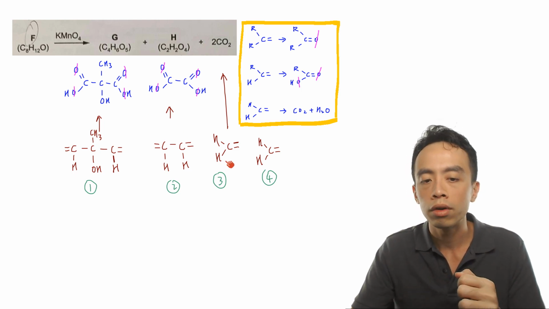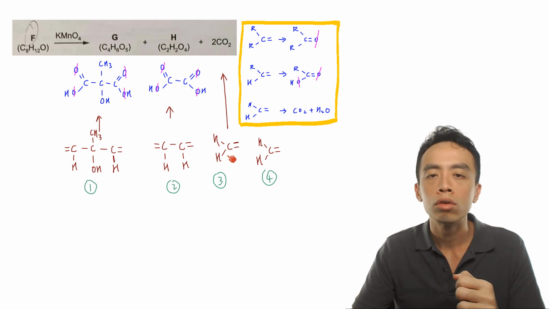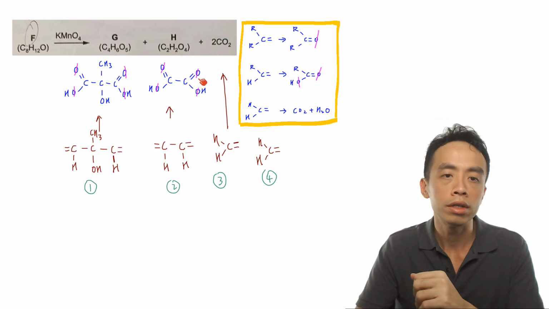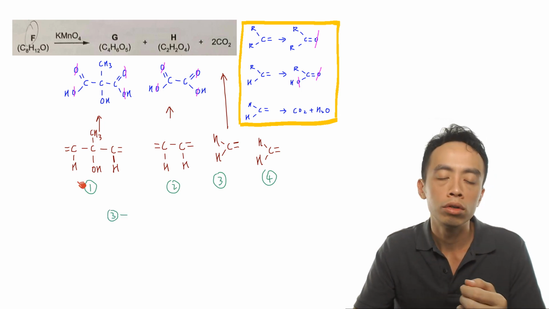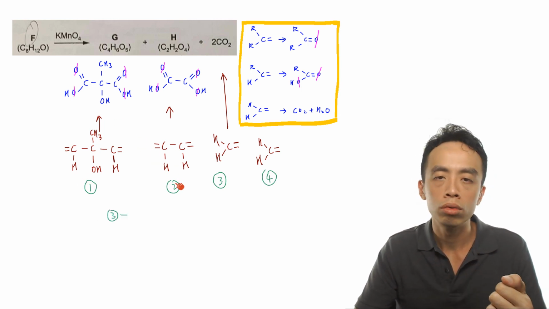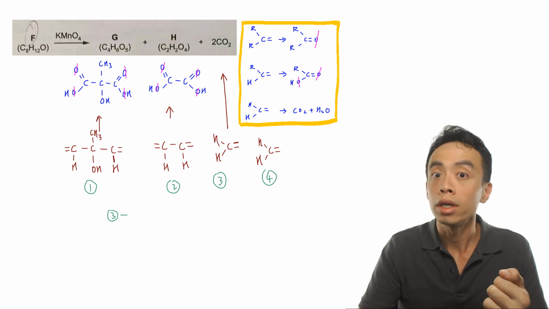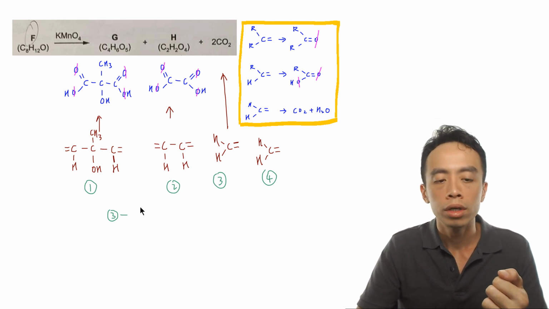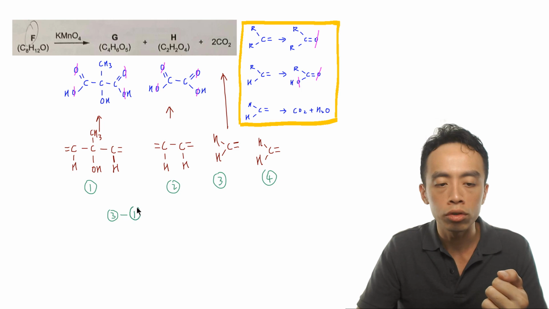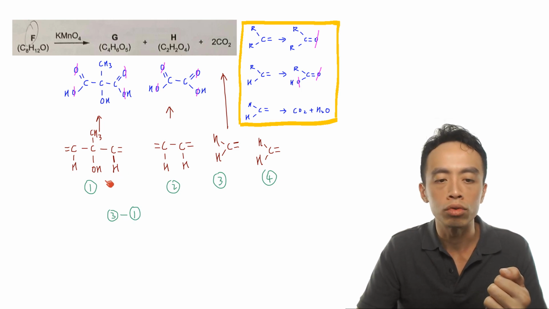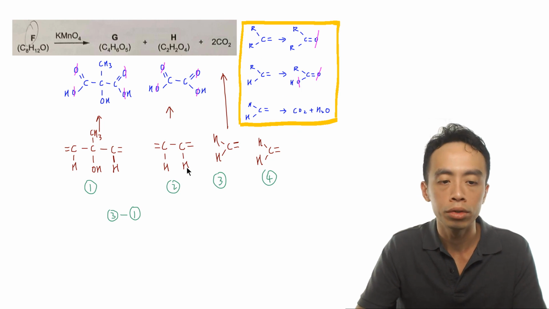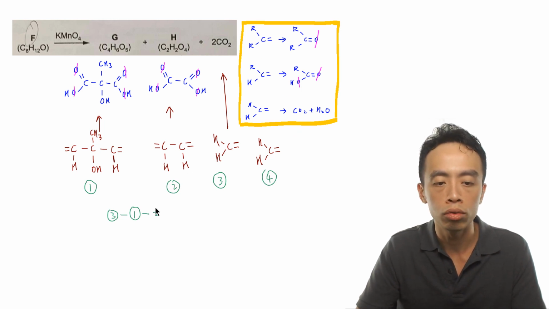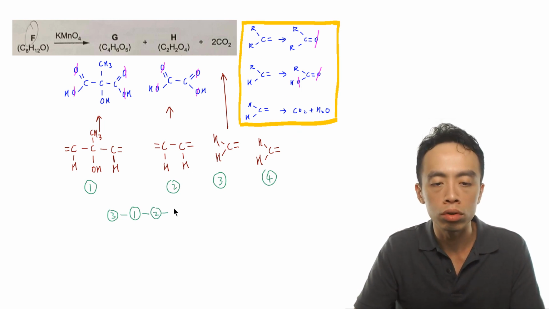Now remember, fragment number 3 is on a terminal carbon, so probably it will be on the extreme left-hand side. So I'll put fragment number 3 first. Then it will be joined to either number 1 or number 2. It doesn't really matter because it is symmetrical, correct? So number 3 may be joined to number 1. Then number 1 has to join to number 2. It cannot join to number 4 because number 4 is the terminal carbon. So it will join to number 2. Then finally, number 2 will join to fragment number 4.